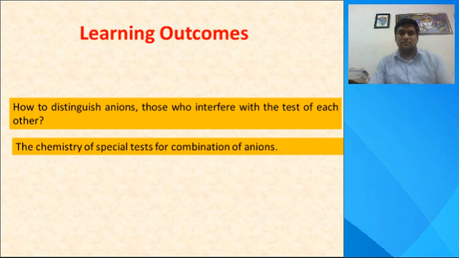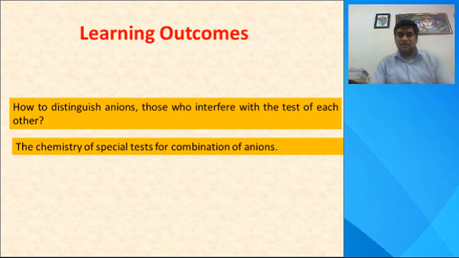In the previous session on analysis of anions part 1, we discussed separation of anions from cations by using sodium carbonate extract, how to prepare sodium carbonate extract, and how sodium carbonate extract facilitates the test of anions in solution. Then what are interfering anions, how do they interfere, when do they interfere, what is the chemistry responsible behind interference of these anions, and how to remove those interfering anions.